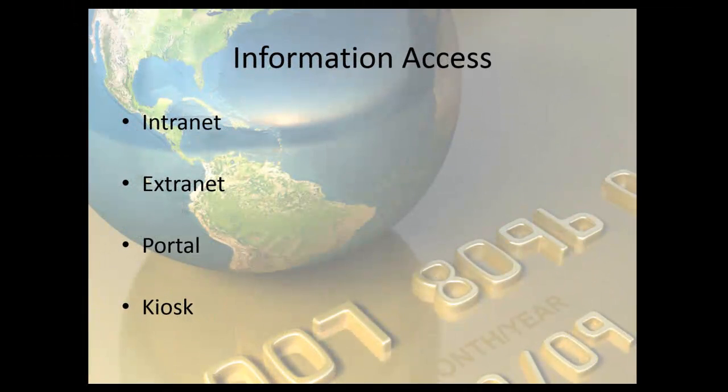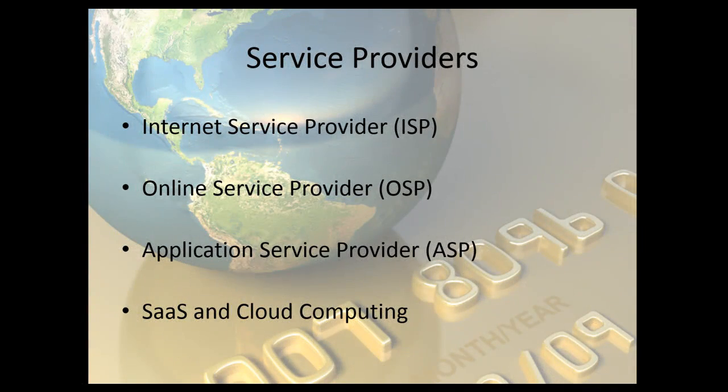So, information access. Your book has things on intranet, extranet, portal, and kiosk. Realistically, these things are a bit outdated. Same thing as service providers. Back maybe 5 to 10 years ago, this was a little bit more important. But now, really, we're here: software as a service and cloud computing. That's really where we are at this point.